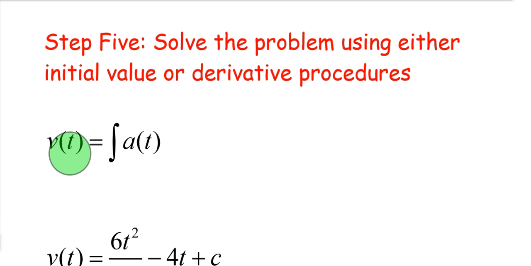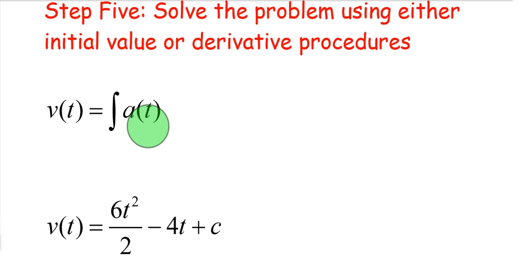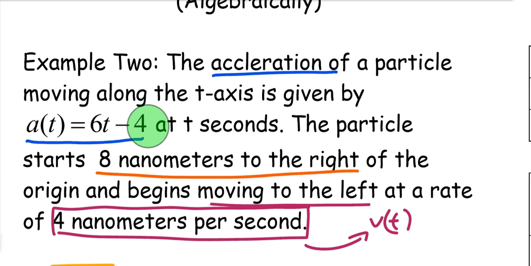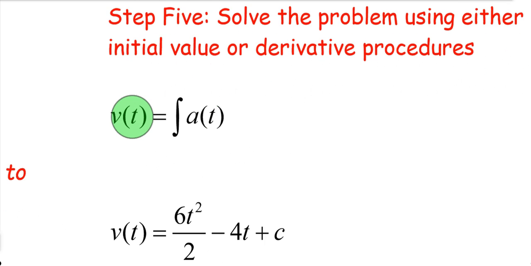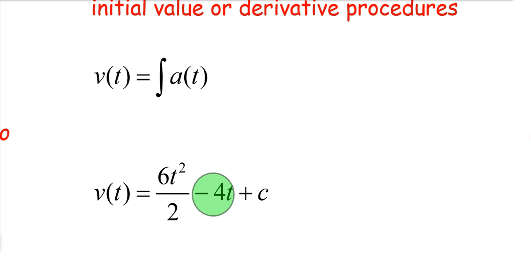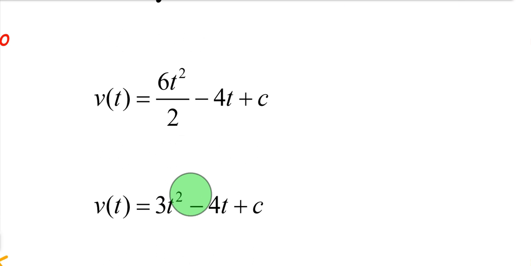We need to figure out the velocity equation first before we can figure out speed, so we're going to take the antiderivative of acceleration. If you look at the original question, it says the acceleration is 6t minus 4, right? So we need to take the antiderivative of that and then figure out what c is. The antiderivative of 6t minus 4: do the reverse power rule, so add 1 to the exponent, so it's t squared, 6 divided by 2, and then the antiderivative of 4 is 4t. We simplify that to get 3t squared minus 4t plus c.